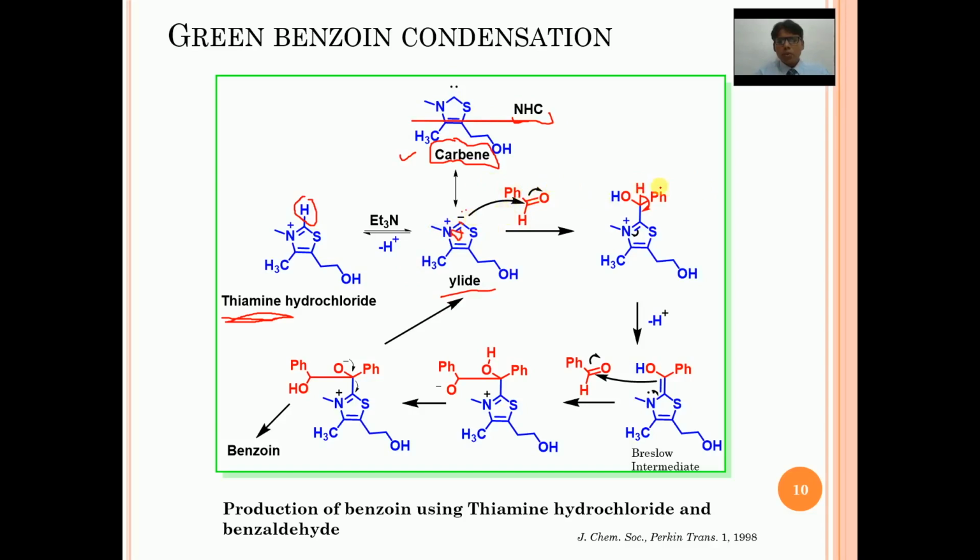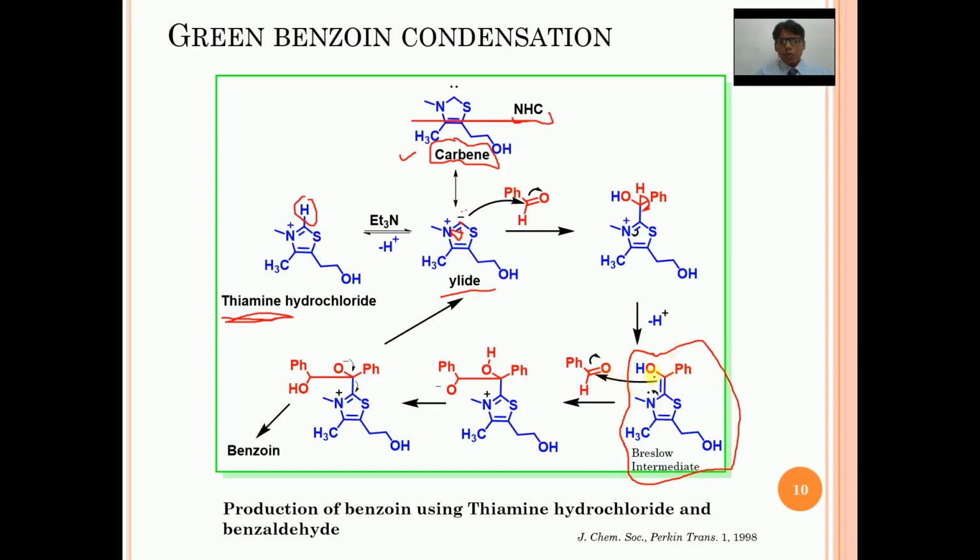So it becomes O minus. We have taken this H from here to here, and then in the subsequent step this H plus is lost, making this a C double bond, and this electron comes to nitrogen. Subsequently this intermediate is formed. This is called the Breslow intermediate, wherein there is an OH group and here it is nitrogen.